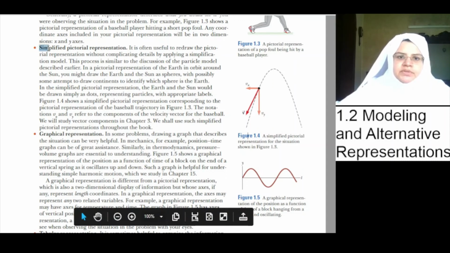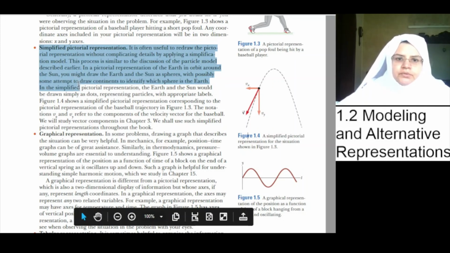Simplified pictorial representation. It is often useful to redraw the pictorial representation without complicating details by applying a simplification model. This process is similar to the discussion of the particle model described earlier. In a pictorial representation of the Earth in orbit around the Sun, you might draw the Earth and the Sun as spheres, with possibly some attempt to draw continents to identify which sphere is the Earth.